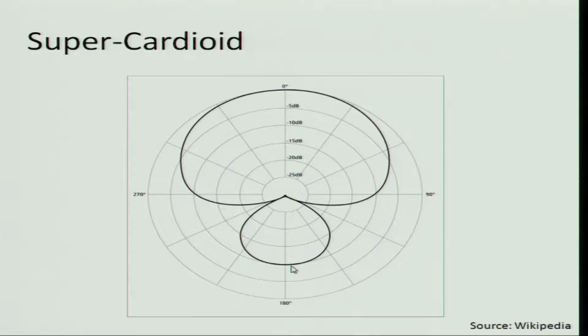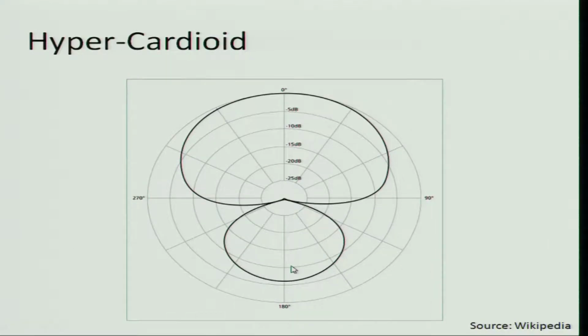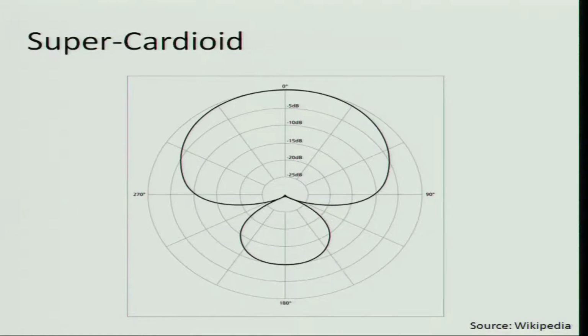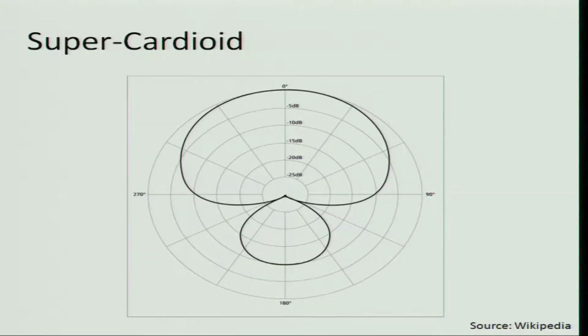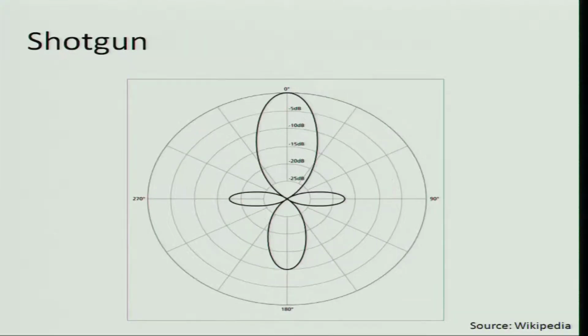And then there is something even worse than hyper or better than hyper, based on how you look at it. This is called supercardioid. So you have cardioid, subcardioid, hypercardioid, supercardioid, all sorts of terminologies, but just for reference purposes you should know that. And then the last figure I am going to show you is that of a shotgun mic.